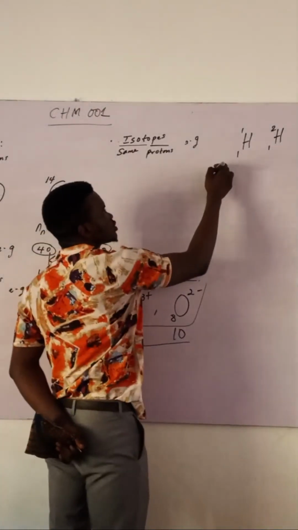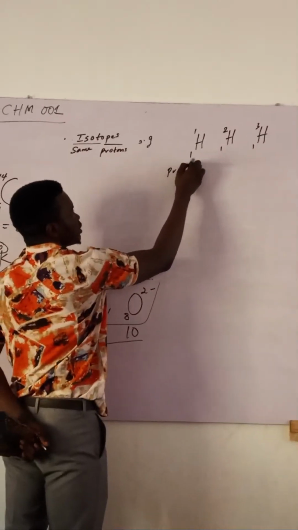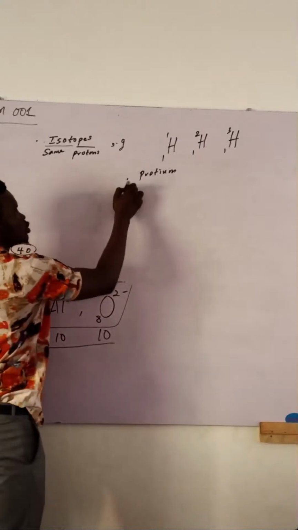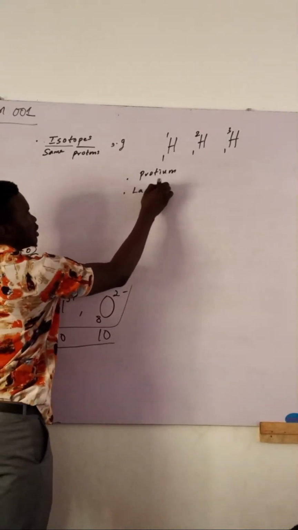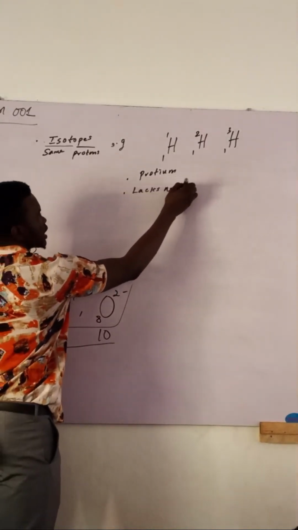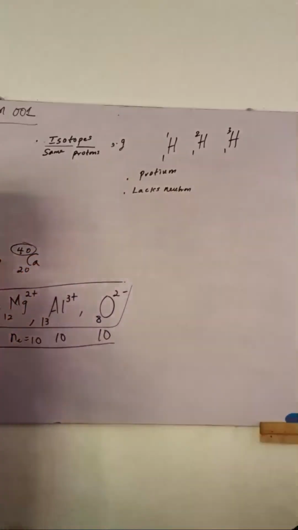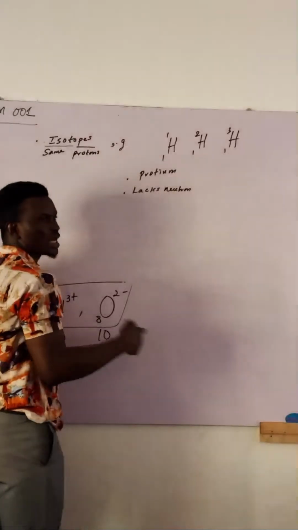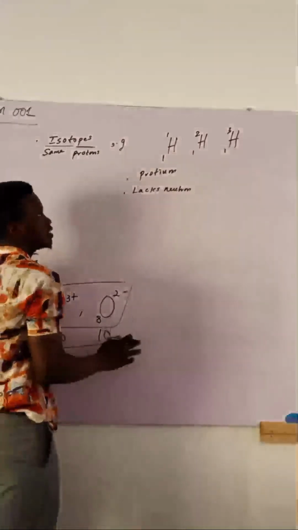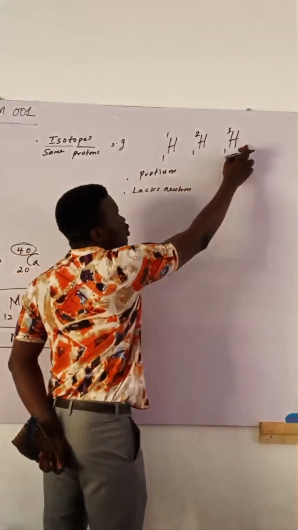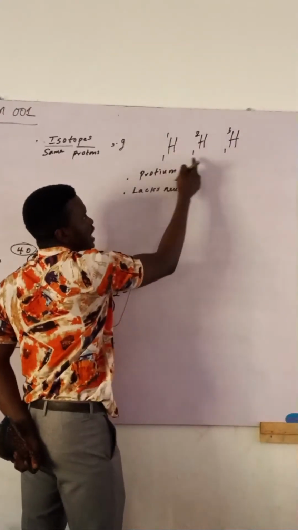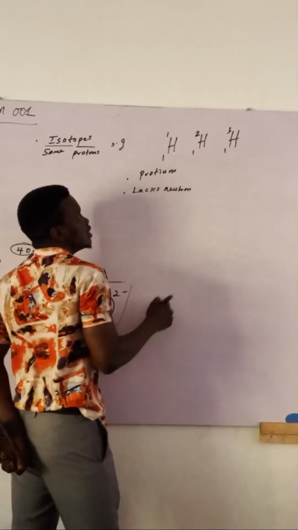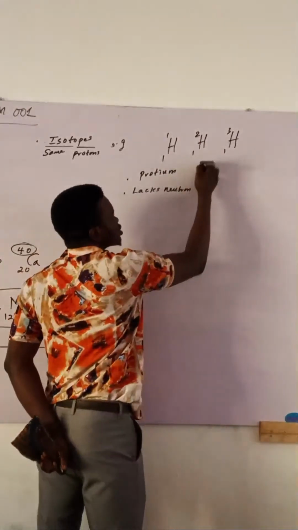The first one is called protium. Protium lacks neutron. So they can ask you, it's something you can calculate yourself. If you say 1 minus 1, that's 0. So that means there's no neutron. Is that taken? But the 3 of them are isotopes. How are they isotopes? They have the same atomic number, but different mass number. But you see that their number of neutrons also vary.